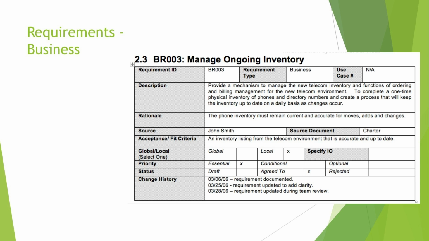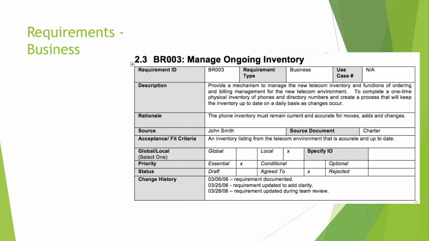So you can see that it starts off and it's got the unique number BR003, and you can tell from BR that we're looking at a business requirement. And the requirement is given a title, Manage Ongoing Inventory. In the boxes below, it gives the requirement ID and the requirement type, which we've already talked about. And if there was a use case that was associated to this requirement, it would be documented here. But in this case, it's not applicable.